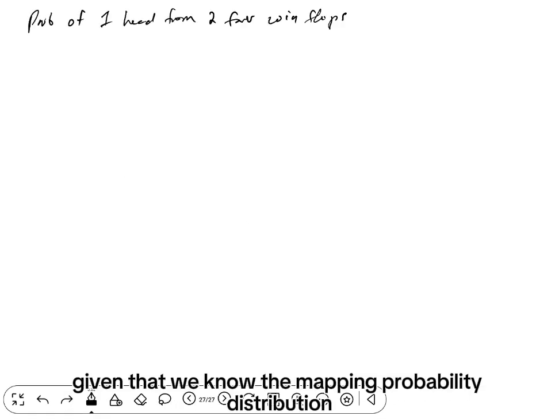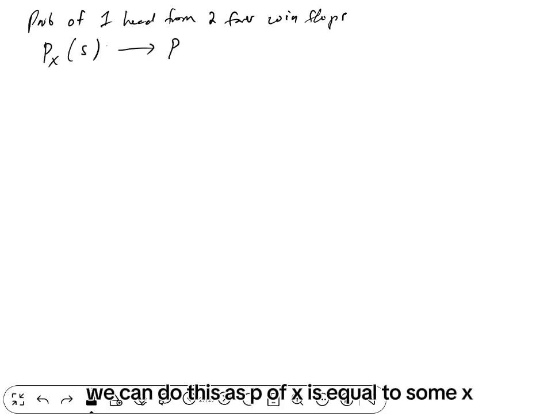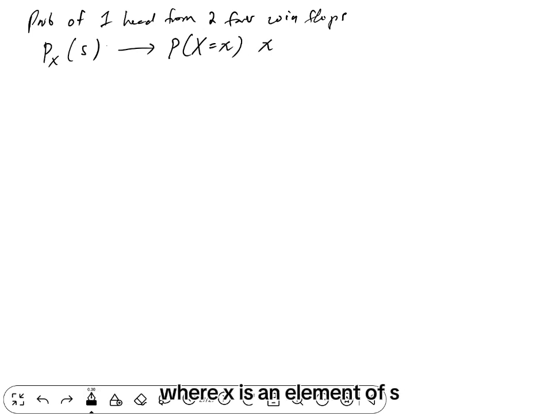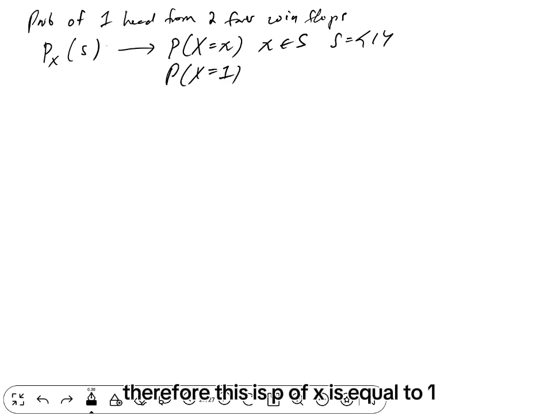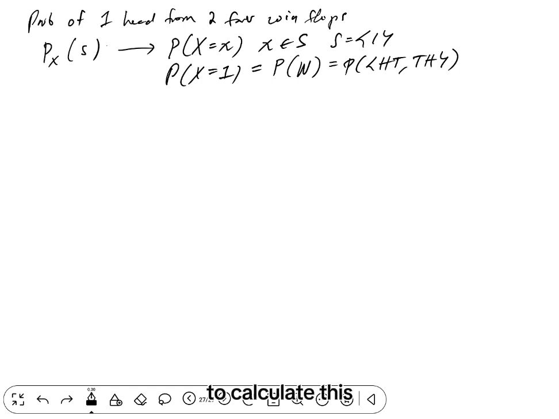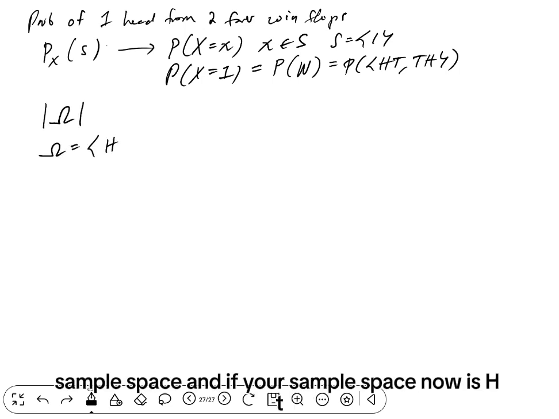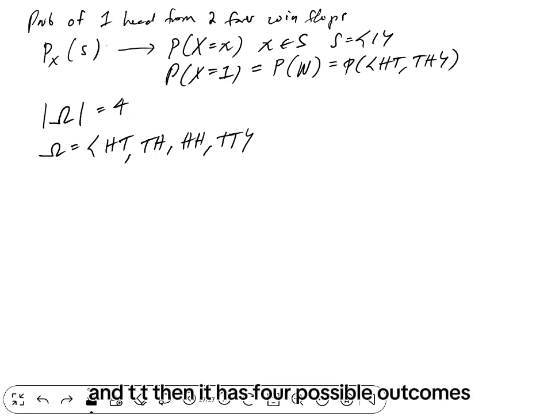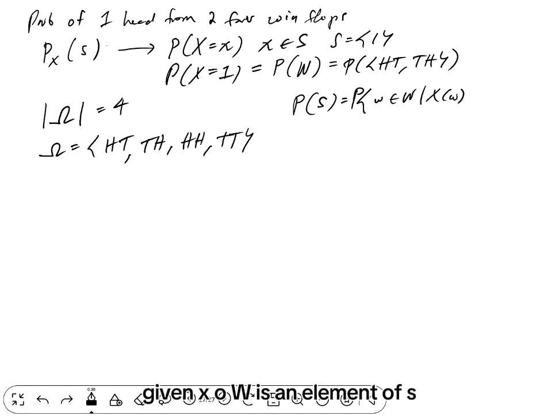So they're not included. So going back to our example, probability of 1 head from 2 fair coin flips, given that we know the probability distribution P of X, S, we can denote this as P of X is equal to some x, where x is an element of S. In our case, S is equal to the set that contains 1 because that's what we care about. Therefore, this is P of X is equal to 1. And this is equivalent to the probability of your W, where W is HT and TH. To calculate this, we count the number of all possible outcomes in your sample space. And if your sample space now is HT, TH, HH, and TT, then it has 4 possible outcomes.